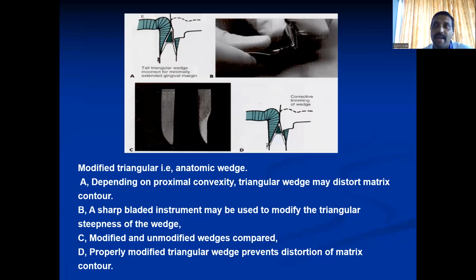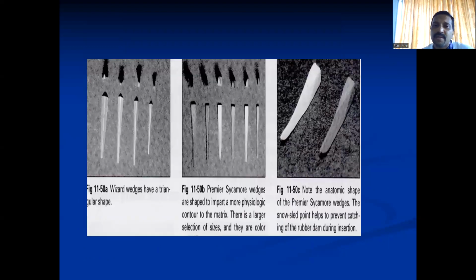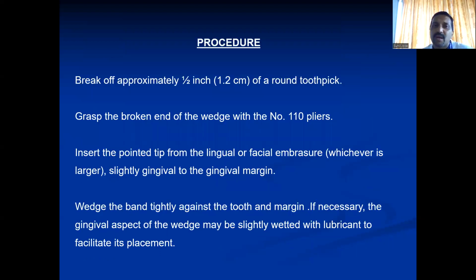Modified triangular or anatomic wedge. Depending on the proximal convexity, triangular wedges may distort matrix contour. A sharp blade instrument may be used to modify the triangular steepness of the wedge. Modified and unmodified wedges compared. A properly modified triangular wedge prevents distortion of matrix contour. You can see different types of wedges used in dentistry.